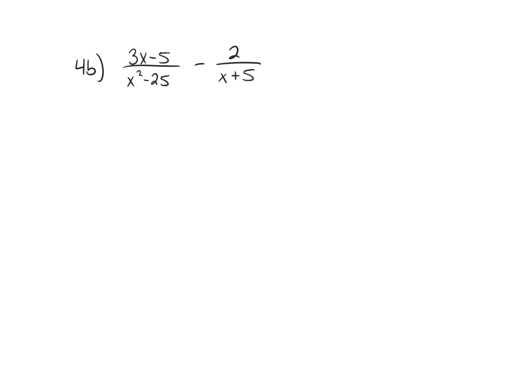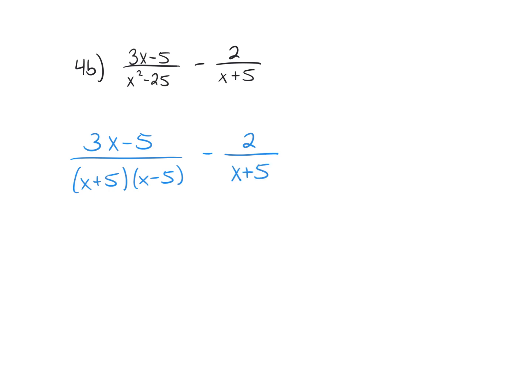I want to simplify this, right? So I'm going to keep my numerator the same. What does x squared minus 25 factor to? X plus 5, x minus 5. And then can I do anything with this denominator here? You add what's missing.